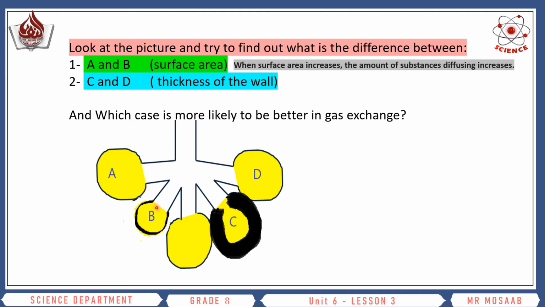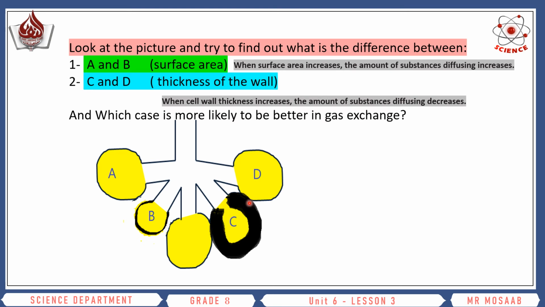Okay? Now, what is the difference between C and D, based on the thickness of the wall? Of course, by increasing the thickness of the wall, what is going to happen? The diffusion becomes slower. So when wall thickness increases, the amount of substances diffusing decreases.